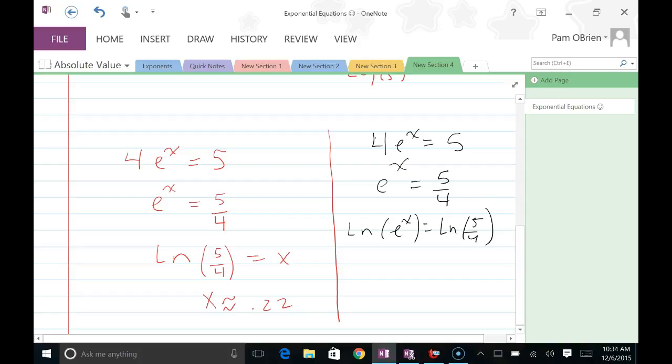That's going to have the desired effect of moving the x in front. And that's going to give us x ln e, but the ln e of it is just 1. So I'm going to have x equals the ln of 5/4, which is the same answer we got before if I round it to the nearest hundredth, about 0.22.